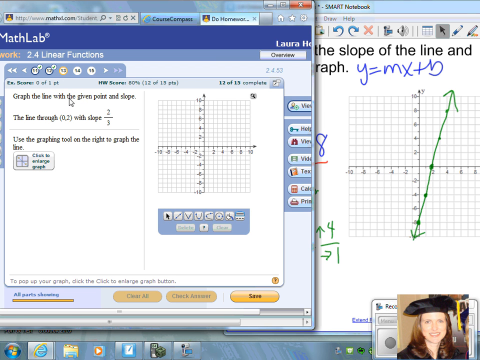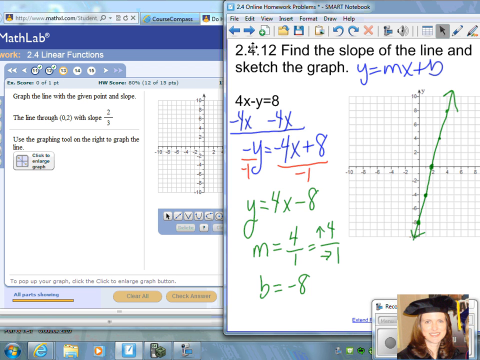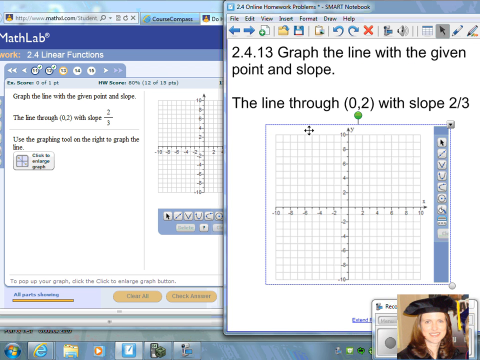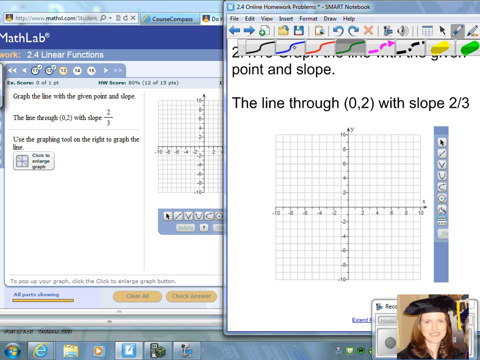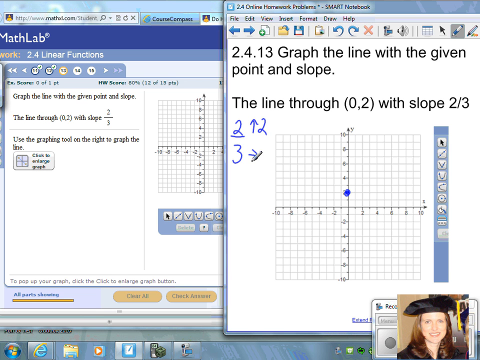Okay, now with question number 13, graph the line with the given point and slope. The line goes through the point 0, 2, and the slope is 2/3. So we can definitely plot a point with coordinates 0, 2. Now the slope of this line is 2/3. If the slope is 2/3, that means we're going to move up 2 and then to the right 3.